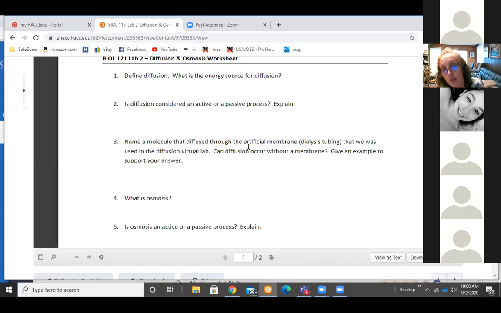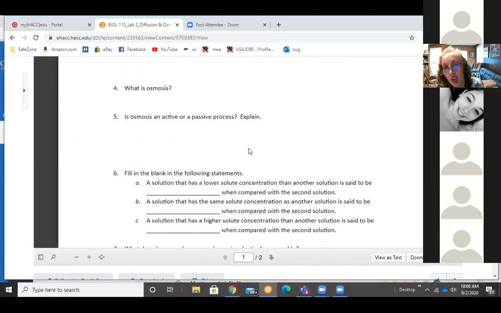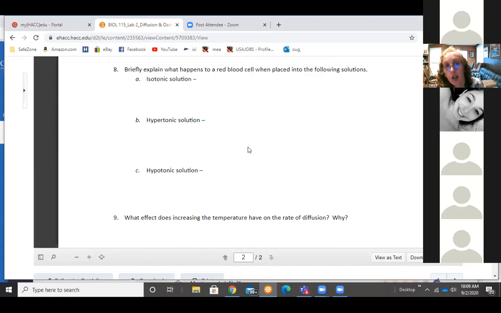Define diffusion. What is osmosis? Is it an active or passive process? Briefly explain what happens to red blood cells when they are placed into an isotonic solution, a hypertonic solution, or a hypotonic solution.